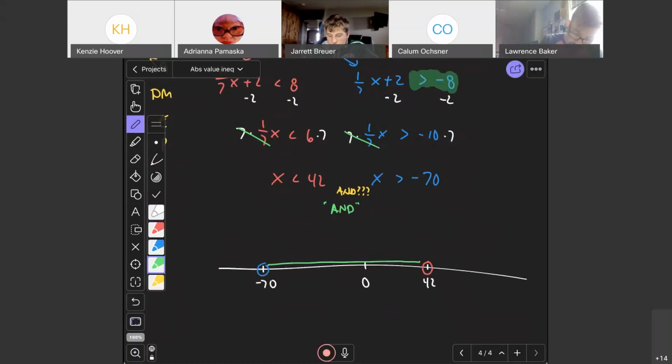And I forgot to write down the answer here. Negative 70 should be less than x, which should be less than 42. It should look like that when we write our answer as a compound inequality. We're talking about all those numbers in between there.